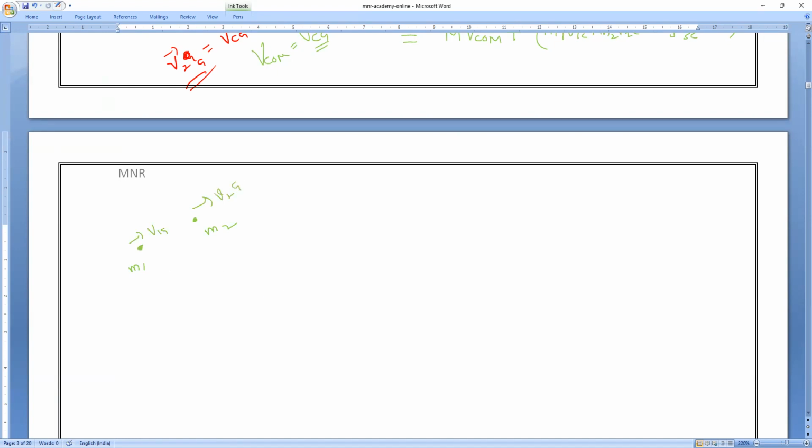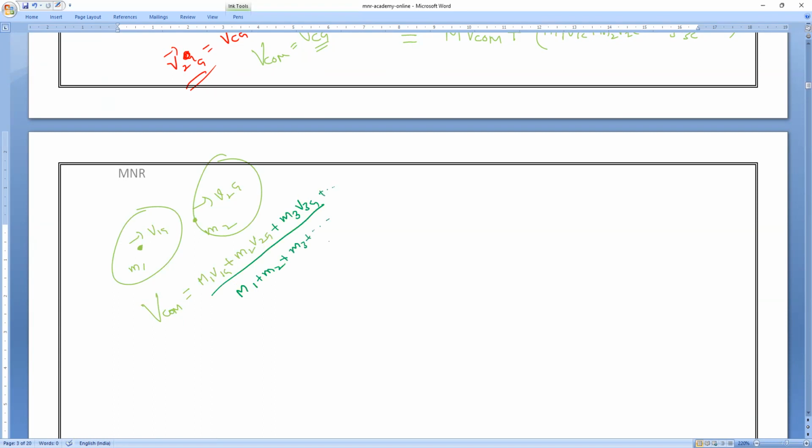Now, can you tell me, we already studied long back, what is the velocity of center of mass formula? How can we get it? Sum of the momenta of all the individual particles divided by total mass. Am I right or wrong? Yes. So m1 v1 plus m2 v2, with respect to ground, and m3 v3g, like that, divided by m1 plus m2 plus m3 and so on.